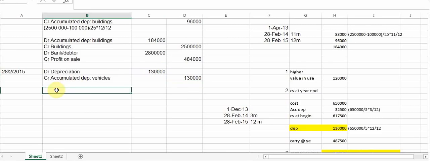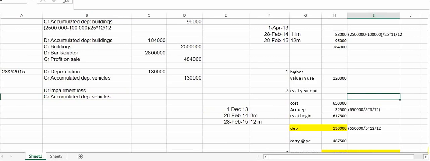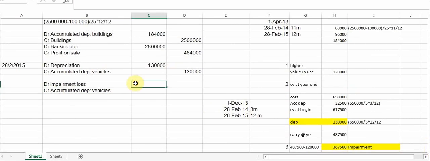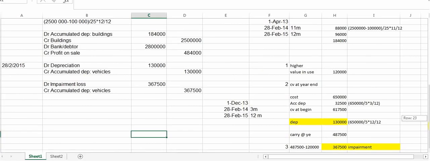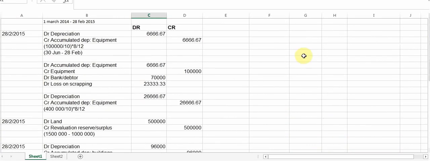The next step is to recognize the impairment. So I'm going to say I debit the impairment loss, and the credit entry for this is always accumulated depreciation of the related asset, which is vehicles. And we've calculated the impairment there, so it needs to be equal to our calculation in step number 3. And there I have then completed the journal entries for all the assets that were required in my question.